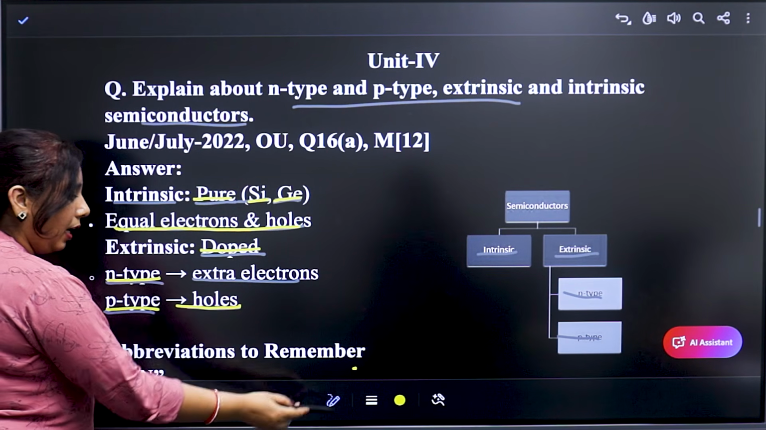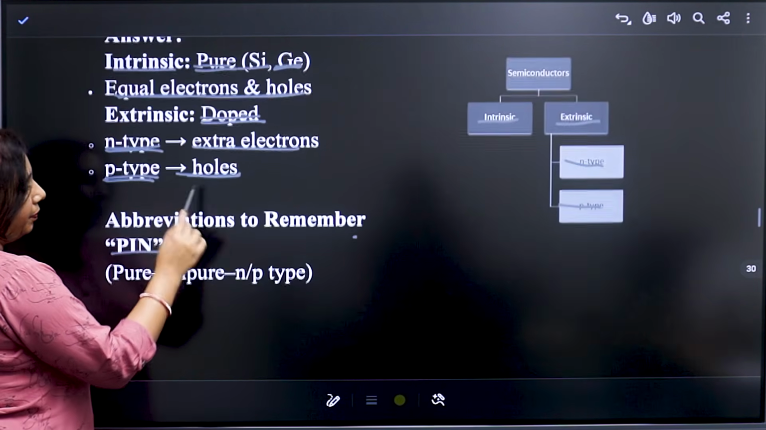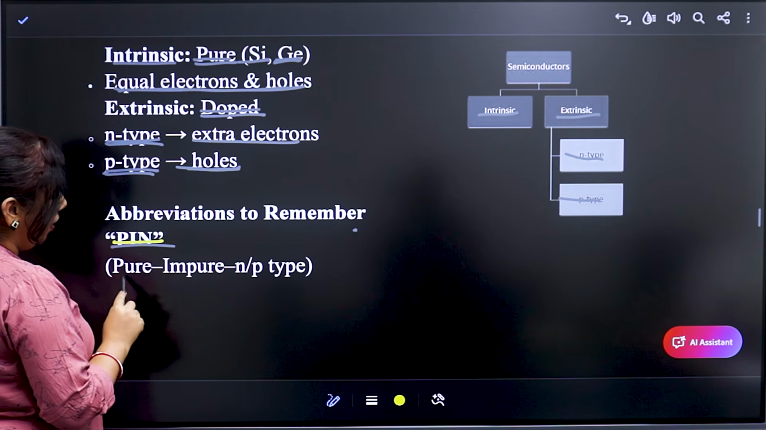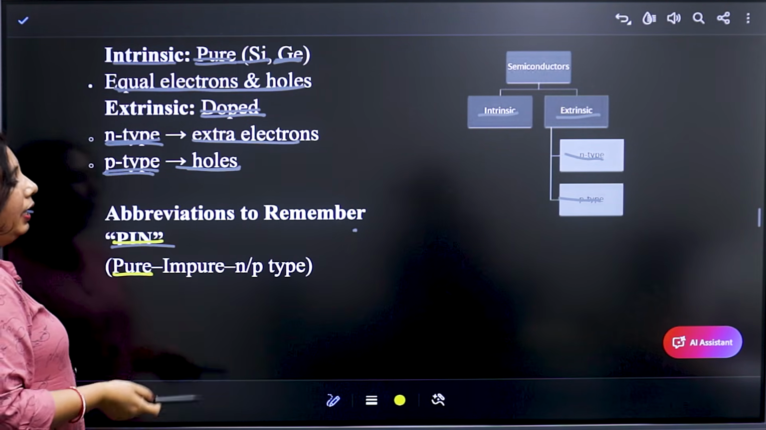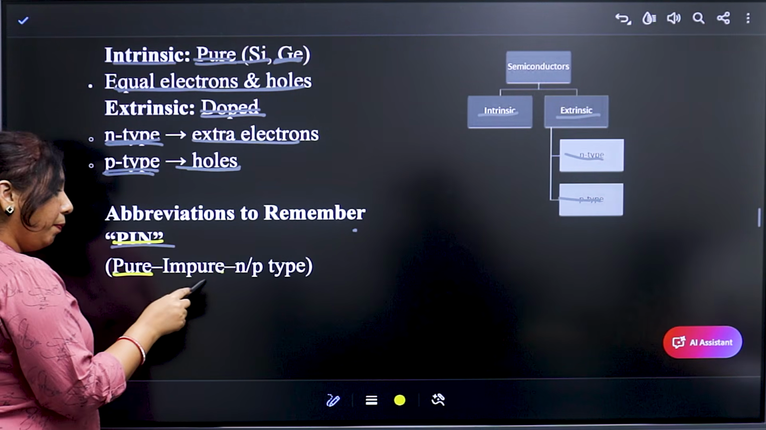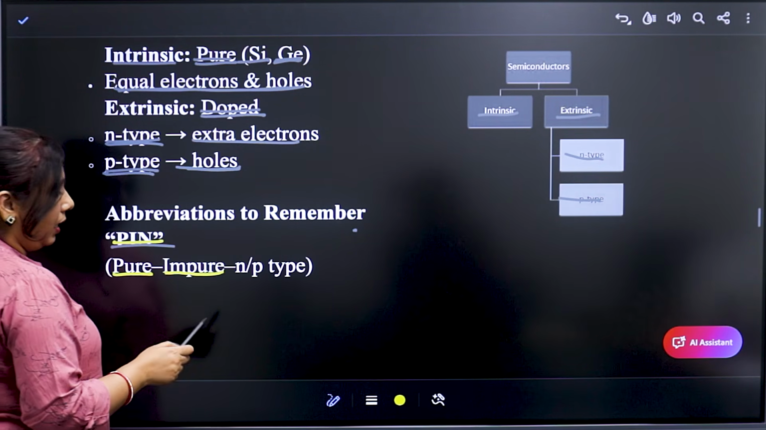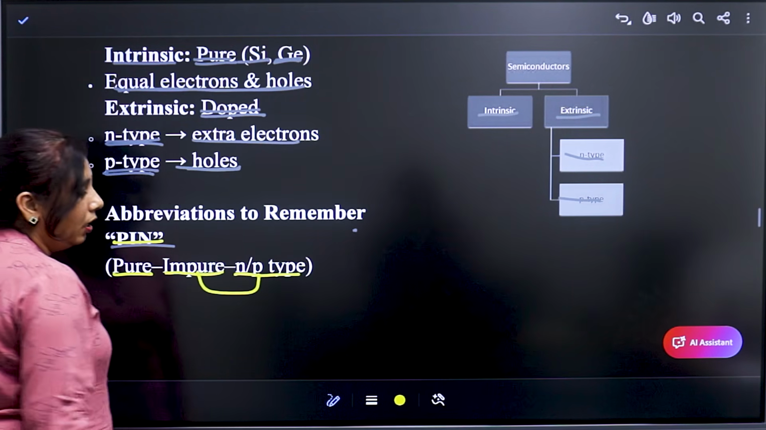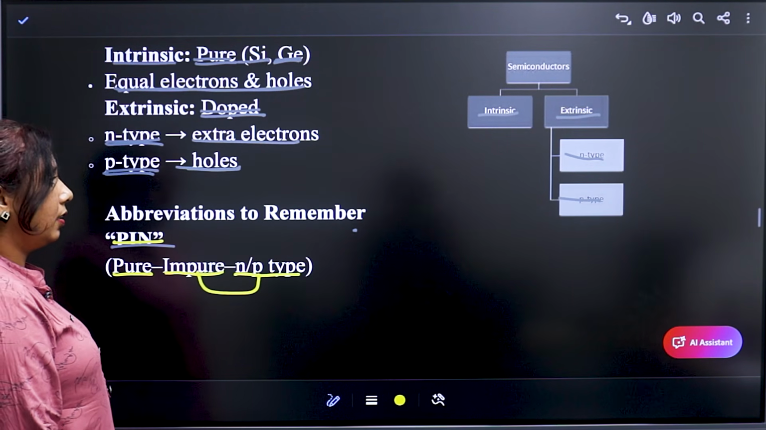Let us see the abbreviation to remember. It is PIN, PIN. P for pure, that means intrinsic semiconductor. I for impure, that is extrinsic semiconductor. N or P-type, which are the divisions of extrinsic semiconductors.